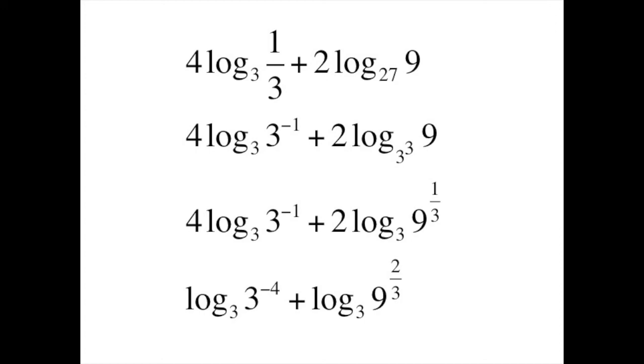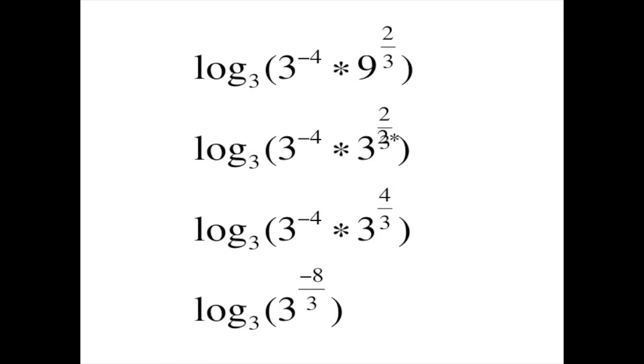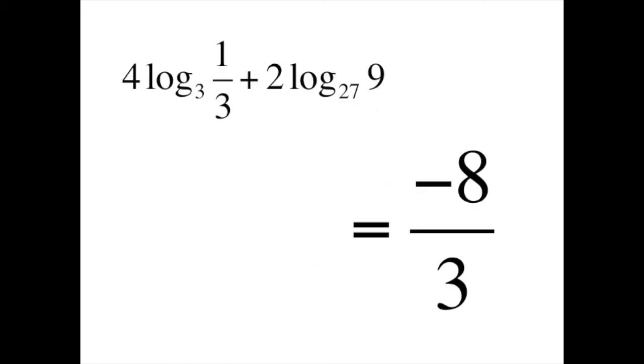Next, rewrite 9 to the power of 2/3 so that it has a base of 3. This will give you 3 to the power of 4/3. Now you can add the exponents together to get 3 to the power of negative 8/3 as your argument, so that you are only left with log base 3 of 3 to the negative 8/3. Therefore, the log base 3 and the 3 in the argument will cancel out using an inverse property, leaving the answer as negative 8/3.